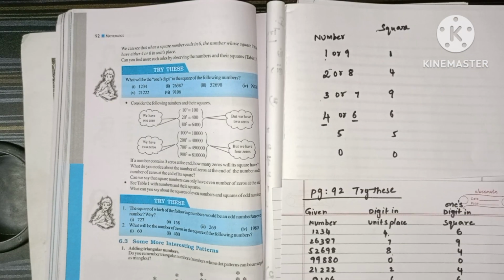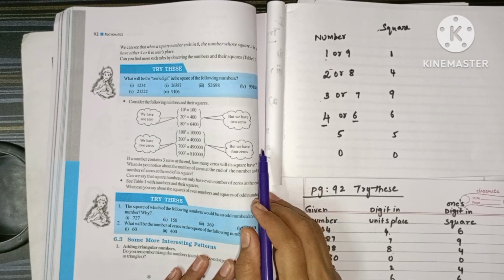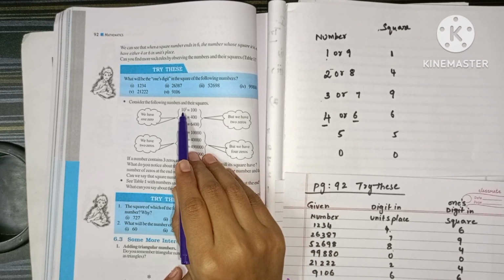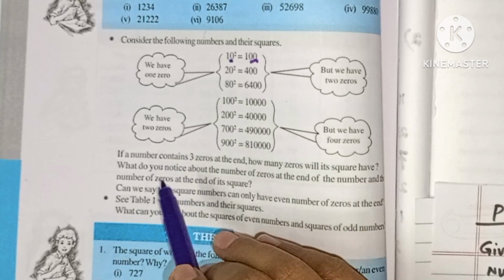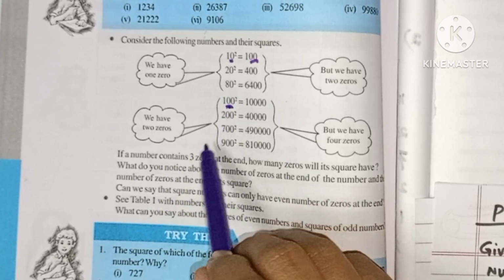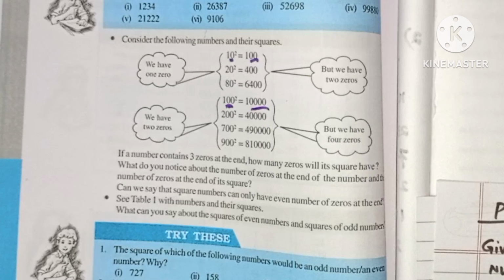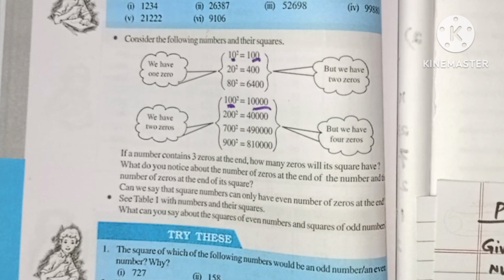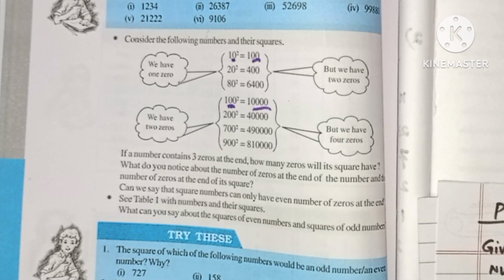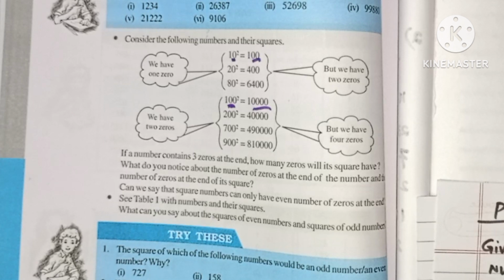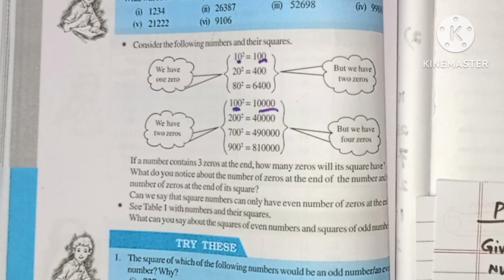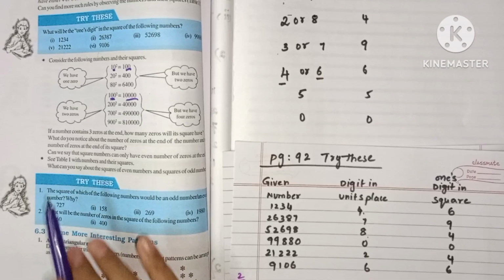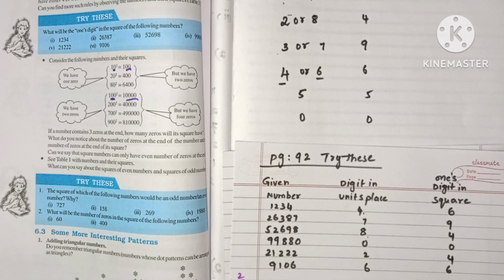Okay. So next just observe this. If a number has 1 zero, its square has 2 zeros. Okay. If a number has 2 zeros, its square has 4 zeros. Similarly, if a number has 3 zeros, its square has 6 zeros, right? So the number of zeros will be double. So just remember that point.